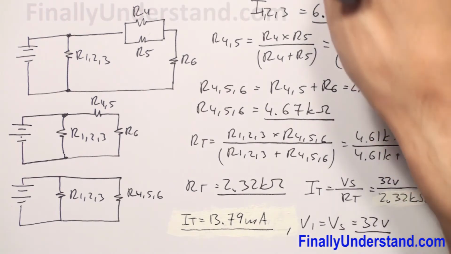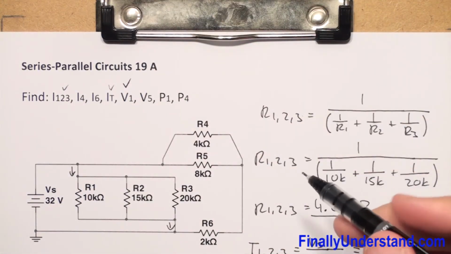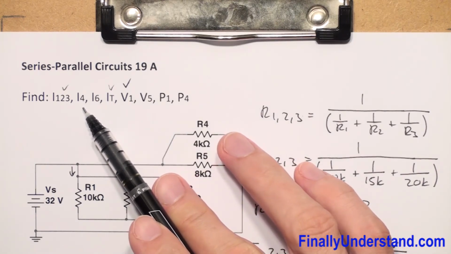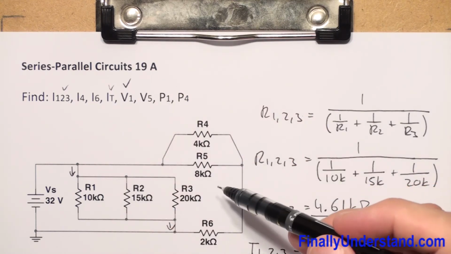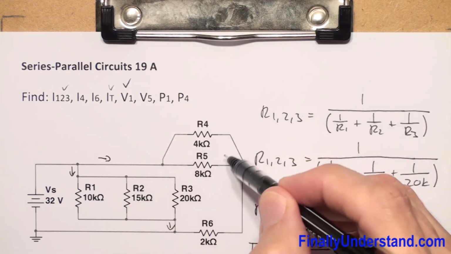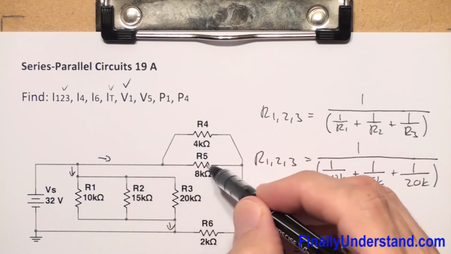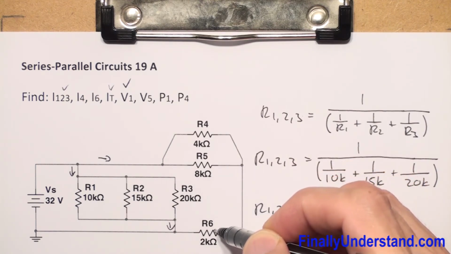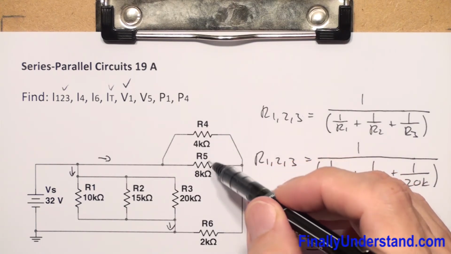Next, I'm supposed to find the current which goes through resistors R4 and R5, and I6. Please notice that the current which goes through these resistors is going to split into two currents over here, and is going to get back together and create I6. So what I'm going to do right now is find the current I456.